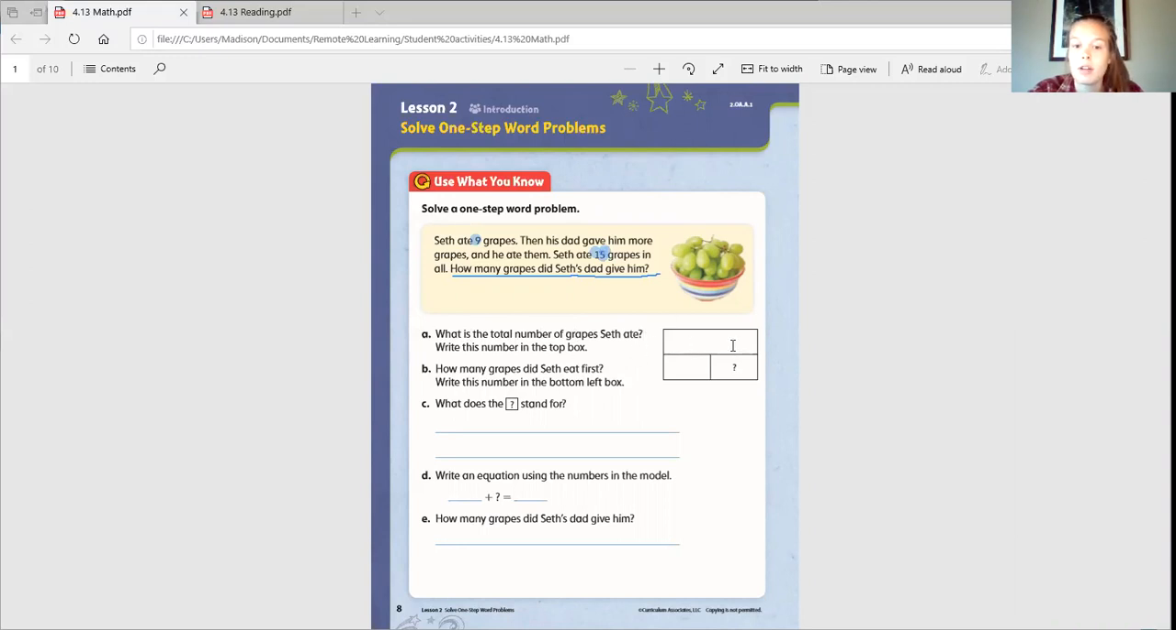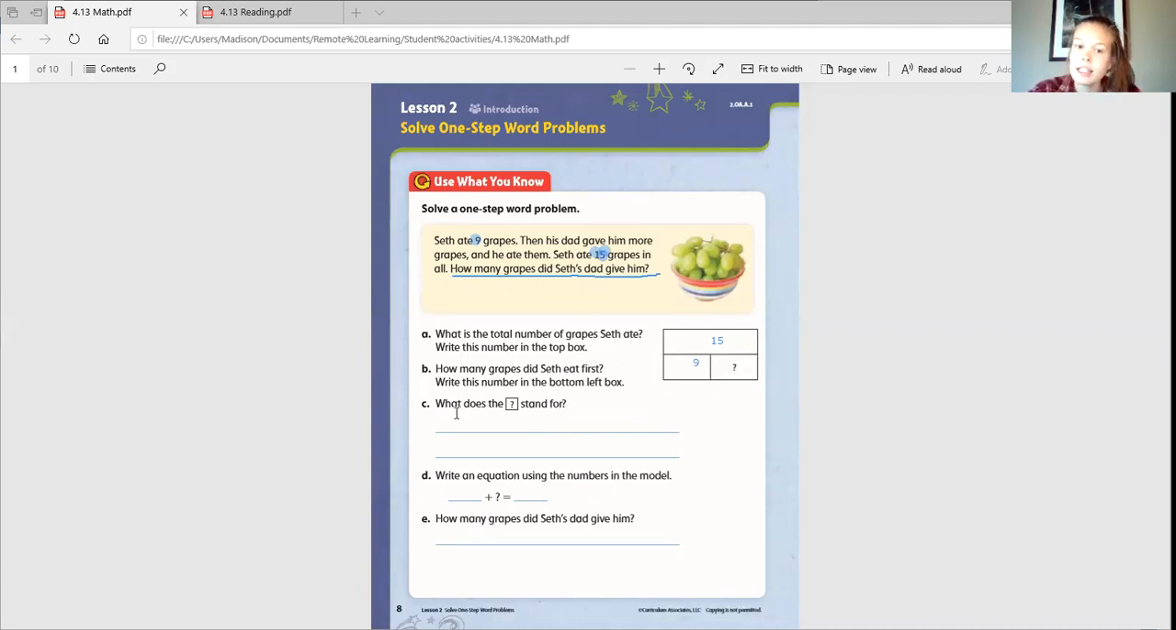So in this box right here, I'm going to write the total number of grapes that Seth ate. My first number is 9, so should I put that? Nope, because that's the grapes that he ate before. His dad gave him more, but down here it says he ate 15 grapes in all. So right here, I'm going to put in the number 15. Now I'm going to move down to letter B. How many grapes did Seth eat first? Oh, that's where the 9 grapes comes from. And it wants us to put that number right here in this bottom part of our box.